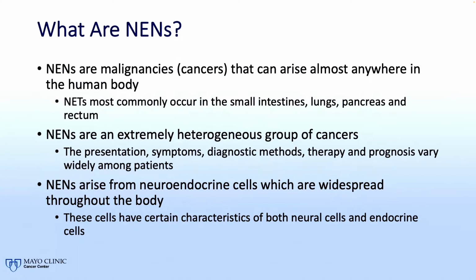They are malignancies, cancers. So don't let anyone tell you that these are not cancers. These are cancers, and they can arise pretty much anywhere in the human body, most commonly in the small bowel, lungs, pancreas, rectum. But I've pretty much seen a NEN anywhere in the body. And they are extremely heterogeneous, so it's almost as if no two NENs are the same. Therefore, they can present in a variety of different ways, which we'll talk about too. And because the cells where these tumors came from are all over the body, that's why they can start anywhere in the body.